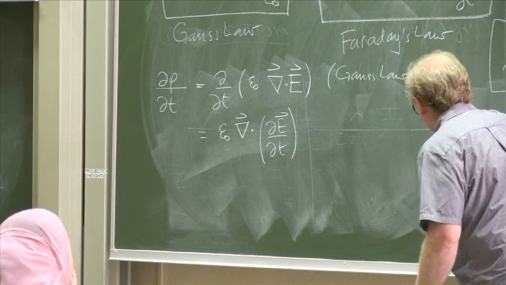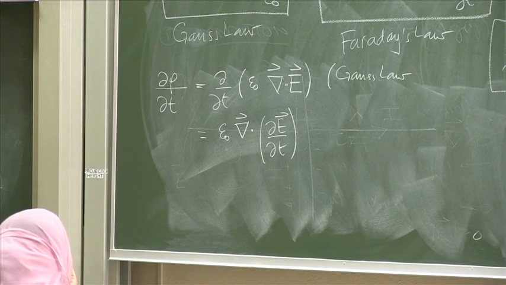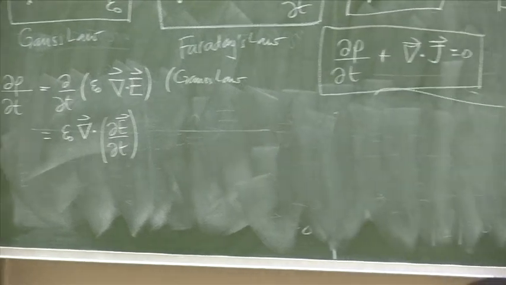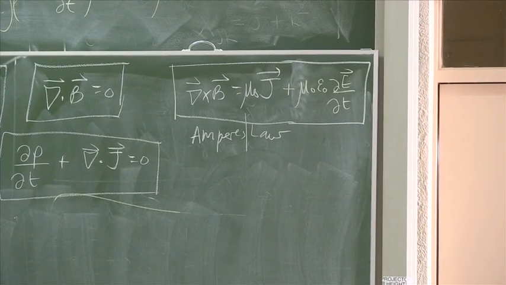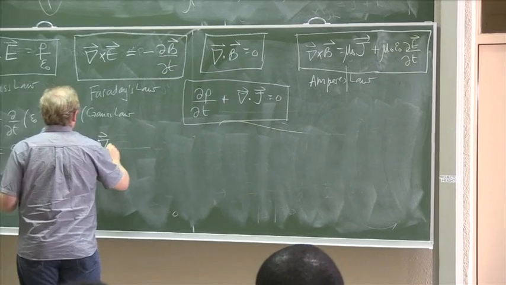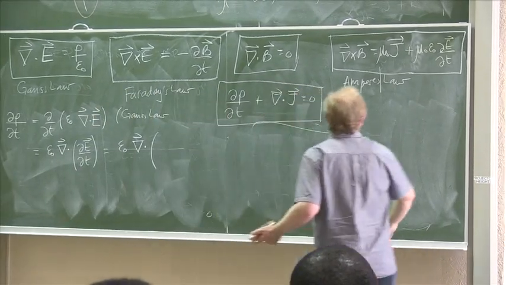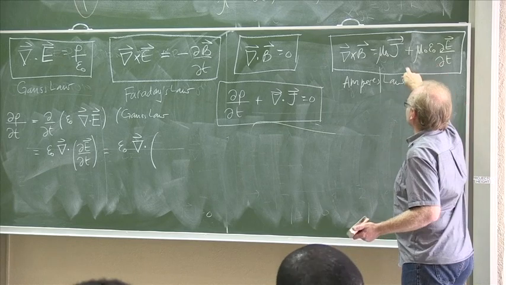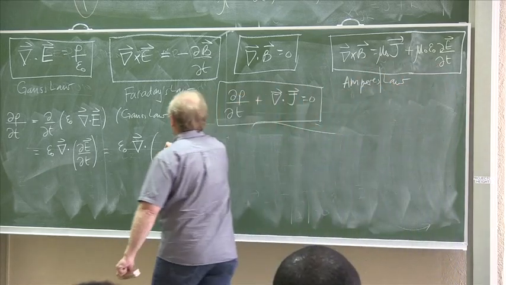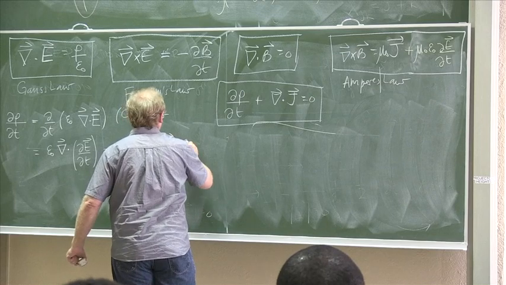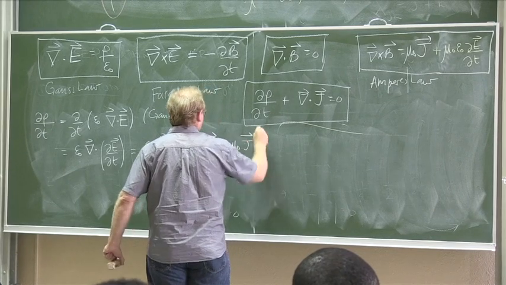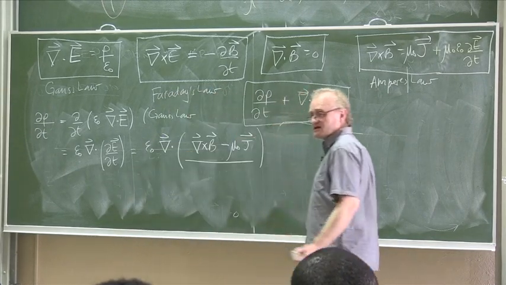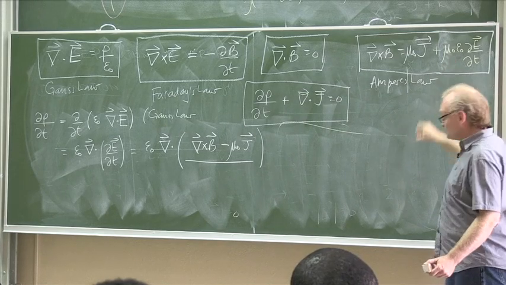And now I can read the dE/dt from the corrected version of Ampere's law. So I'm going to put in the dE/dt now. So this will be equal to epsilon naught times the divergence of, if I want the dE/dt, I need to take this over to that side. So I'll get the curl of B. I will get minus mu naught J. And I need to divide by mu naught epsilon naught.